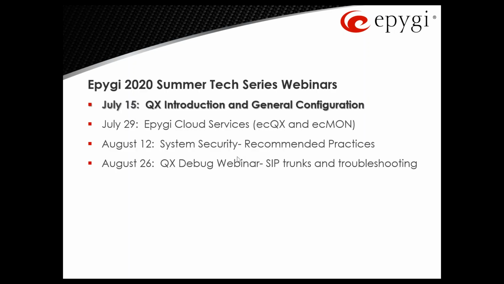We've got a couple other webinars coming up. The 29th, we'll be covering the Upg Cloud Services with the ECQX and ECMON. We'll look at the system security in August, best practices. And then we've got a QX debug webinar for the SIP trunks and troubleshooting towards the end of August.